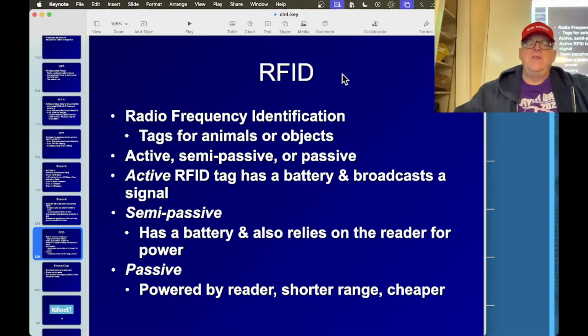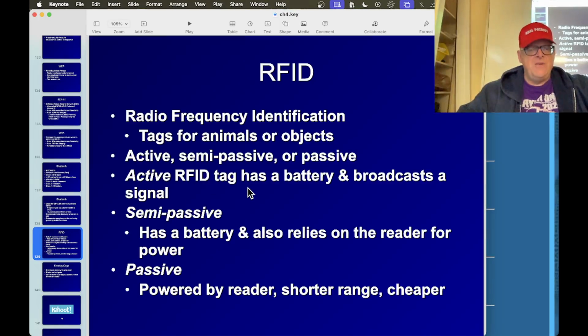RFID is these tags you put on objects so they can be detected and scanned. This is in modern credit cards. You mostly just wave the card at the terminal. You don't plug it in or anything. And this is a short-range radio identity. The tags used to pay your toll if you go over the bridges around here are RFID tags.